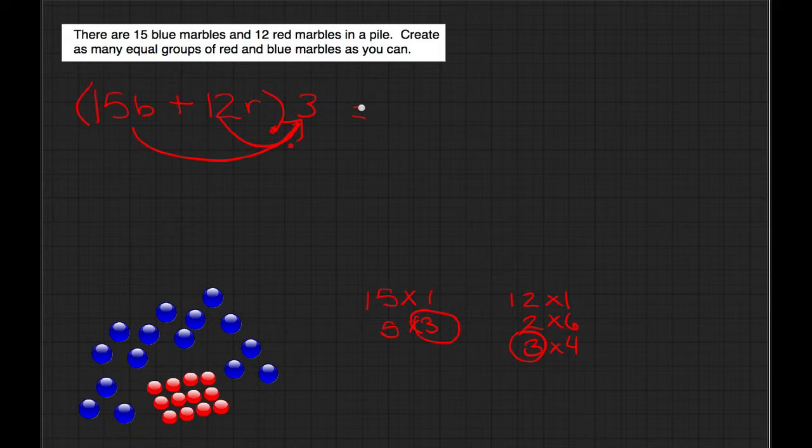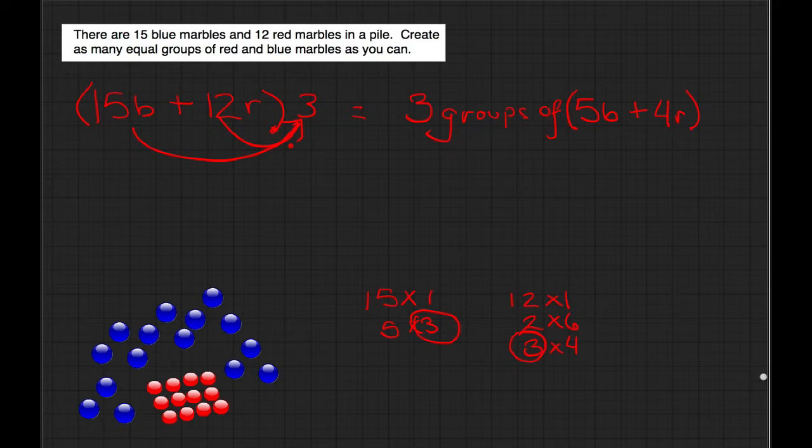And that is going to give me, well, first of all, I'm going to write it like this. That it's going to give me 3 groups of, and now I'm going to write down what's in each group. Well, 15 broken into 3 groups would leave me with 5 blue marbles in each group. And 12 divided into 3 groups would give me 4 red marbles in each group. So these two things are the same.